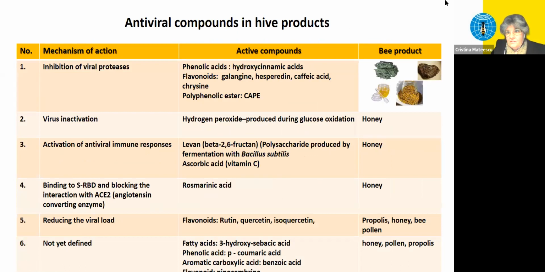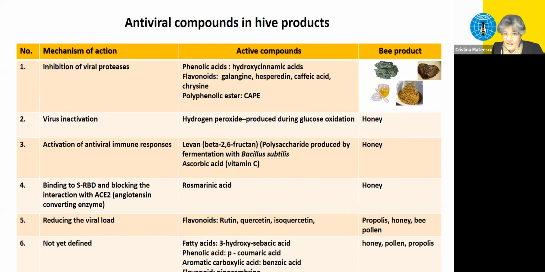What are the antiviral compounds that are present in bee products, which probably will be repeated several times? And what are the main mechanisms of action of these compounds? The inhibition of viral proteases, which are the enzymes that make the virus active, is done by phenolic acids, flavonoids, and the polyphenolic ester caffeic acid phenethyl ester, the so-called CAPE, whatever you want to call it in English.